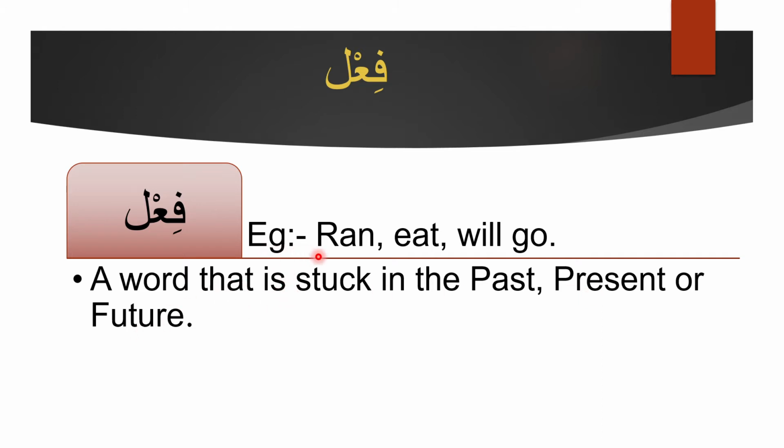For example, "ran" is a past word. "Eat" is present. "Will go" is future. So what is fa'l? Fa'l is a word that has a tense. It is a word that is stuck in past, present, or future.